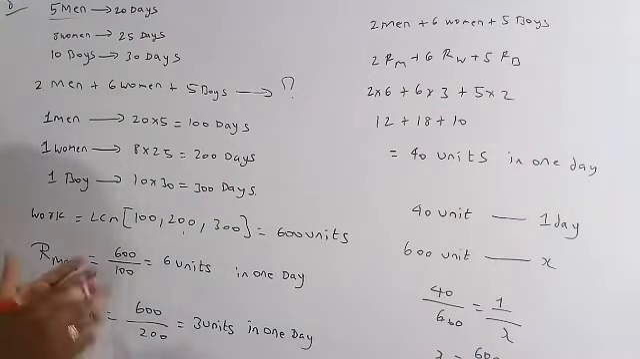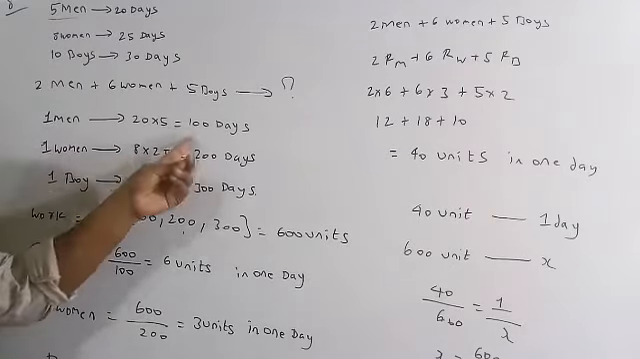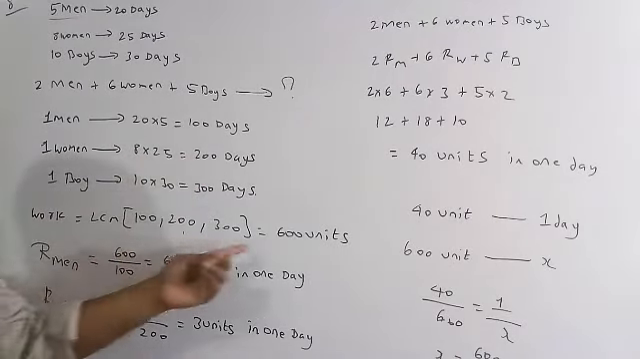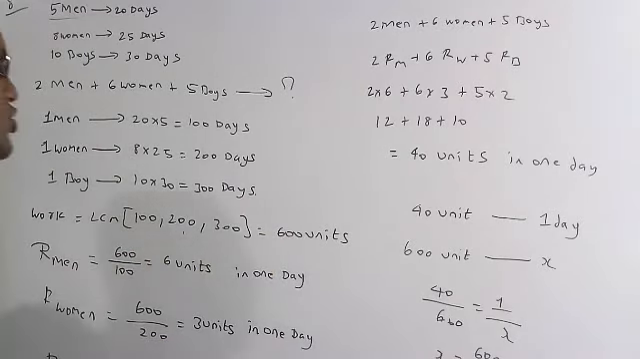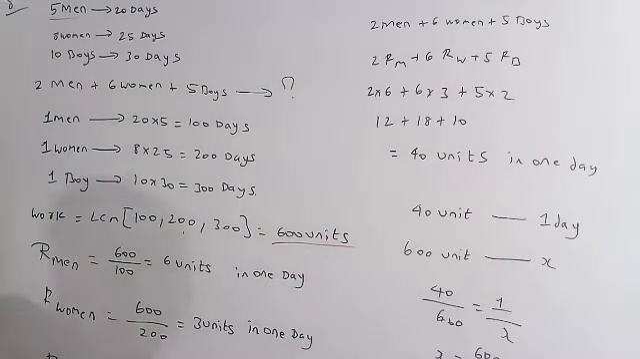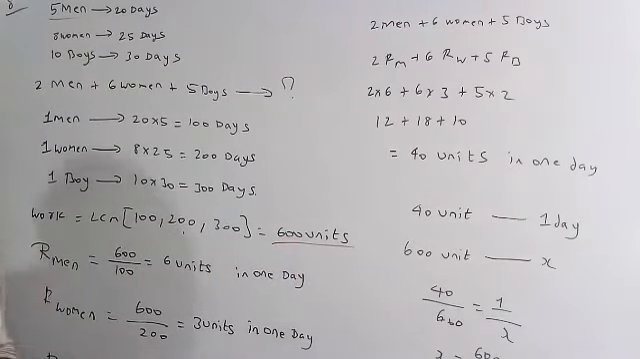Now I am going to assume the work. The work is nothing but painting this building. So here the work is equal to the LCM of these three quantities, 100, 200 and 300, which is nothing but 600. So LCM of 100, 200 and 300 is 600. Therefore the total work is 600 units of work that has to be done.